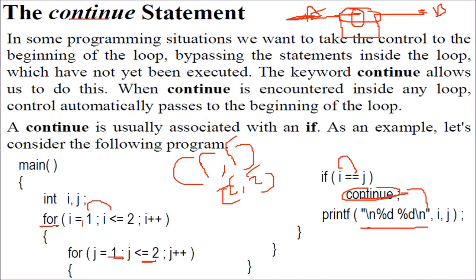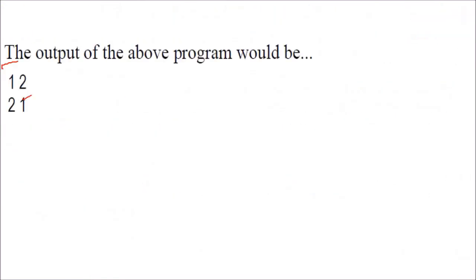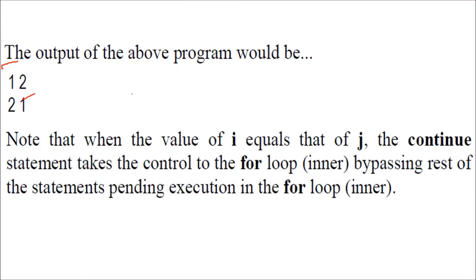This is the line after continue. This will never come if i is equal to j. This will only be executed when this condition is not met. So what will be the output? See, only 1, 2 and 2, 1. 1, 1 and 2, 2 will be skipped. So this is continue. Continue will just bypass, skip those lines which are after continue.